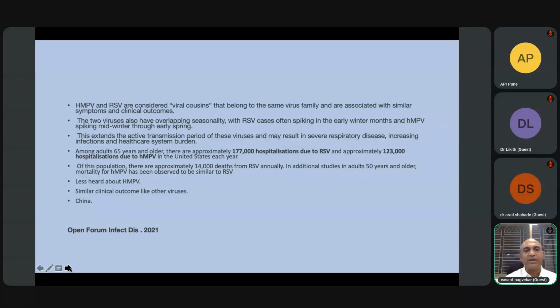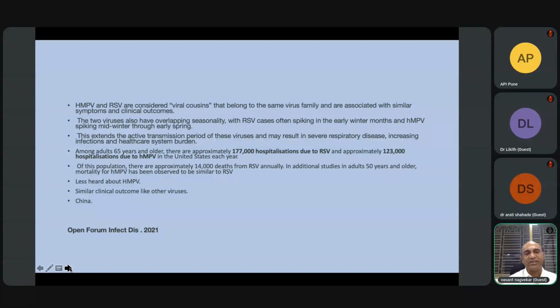Among adults 65 years and older, there are approximately 1,77,000 hospitalizations due to RSV and approximately 1,23,000 hospitalizations due to HMPV in the United States each year. The number could be slightly less because testing specifically for HMPV may not be happening. Of this population, there are approximately 14,000 deaths from RSV annually, and in studies in adults above 50 years, mortality for HMPV has been observed to be similar to RSV. Less is heard about HMPV because it's a new virus which was only identified in 2001. Actually, it has been there for the last 70 years.